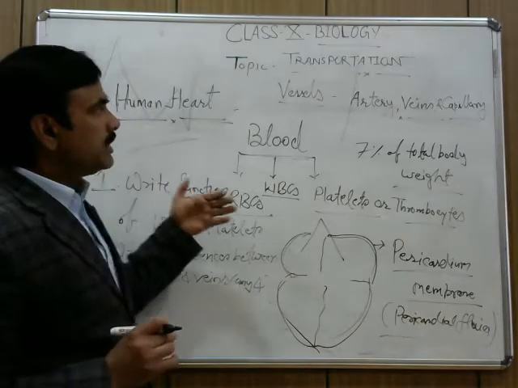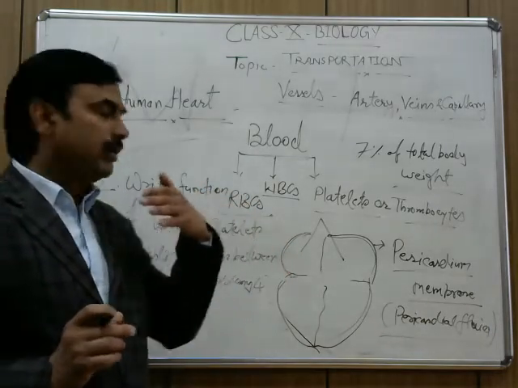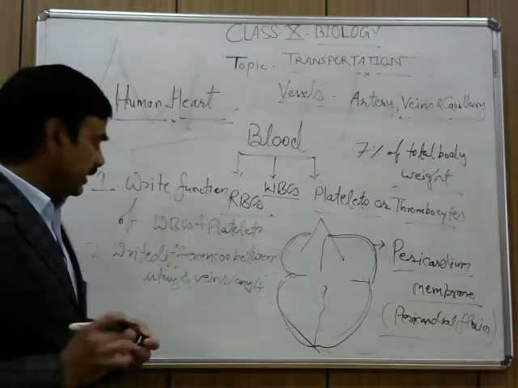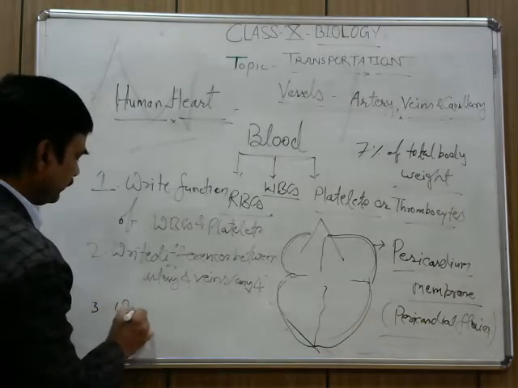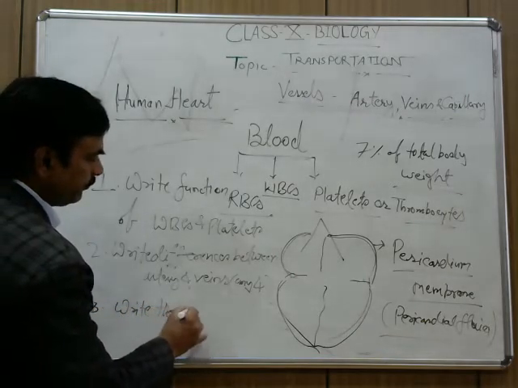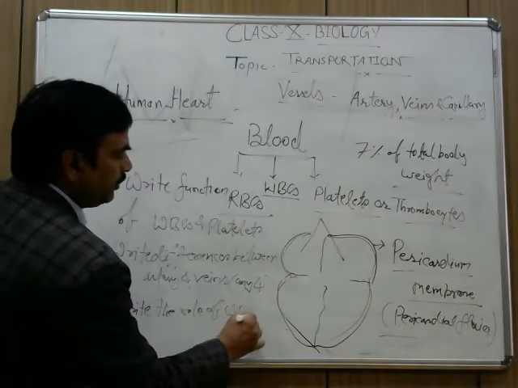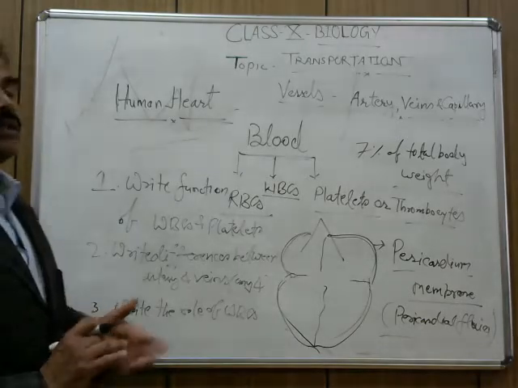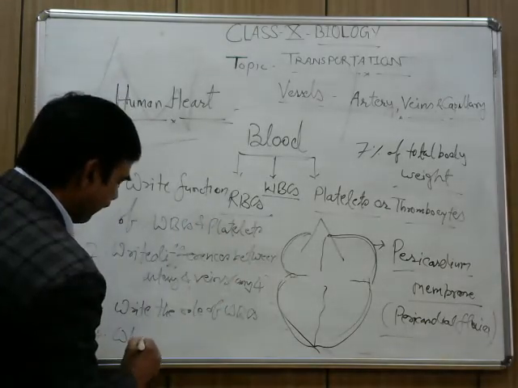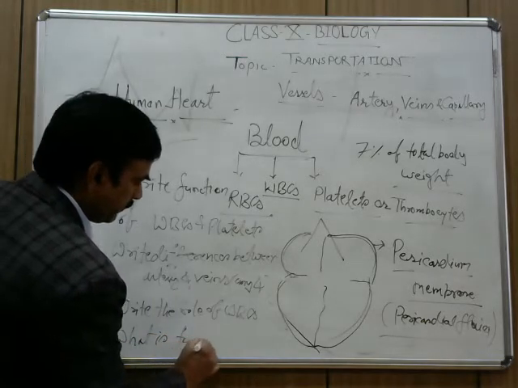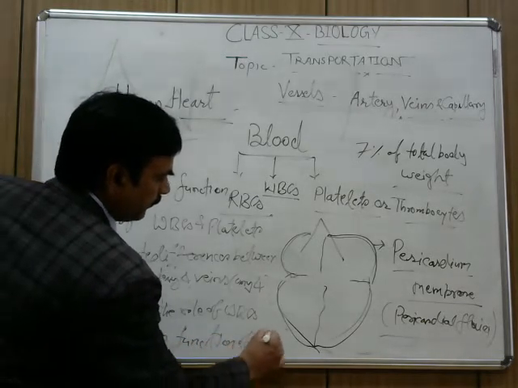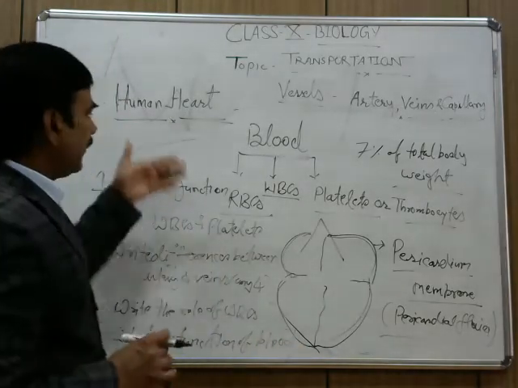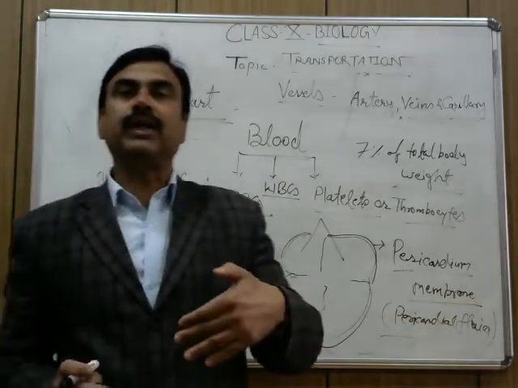And after this, write the role of WBCs, white blood cells. And the last question, number 4, what is the function of blood? So there are 4 questions for this topic, and you have to write them in your fair notebook, in your notes.